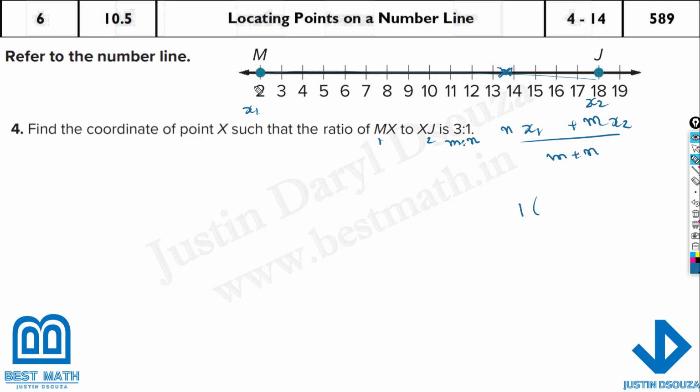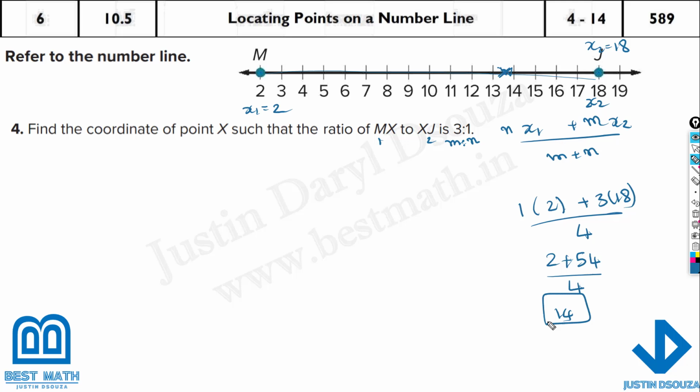So here the first point has an x1 value of 2. The second point has an x2 value of 18. So it's 1 times 2 plus 3 times 18 divided by 4. That's 2 plus 3 times 18, which is 54, so 56, divided by 4, which is 14. Here the answer is 14. And see, we approximated it almost at 14. There was 13 or 14. So accurately, if you do it, it'll be 14.